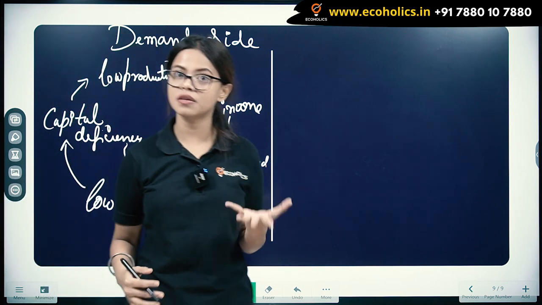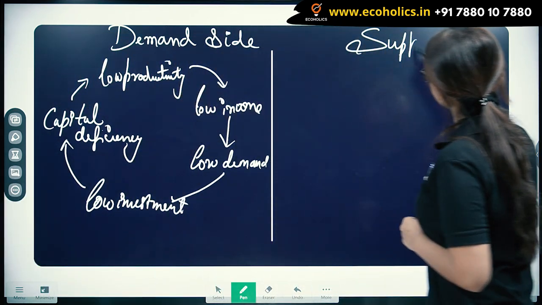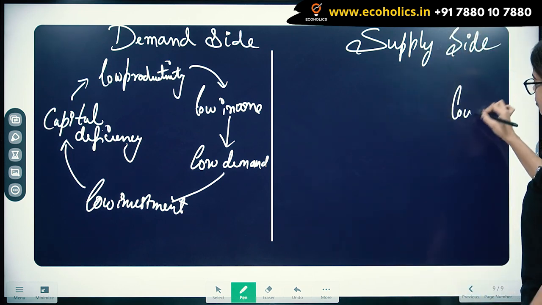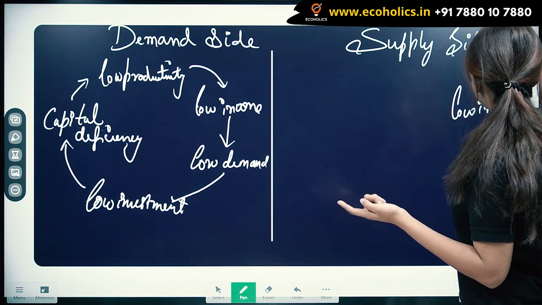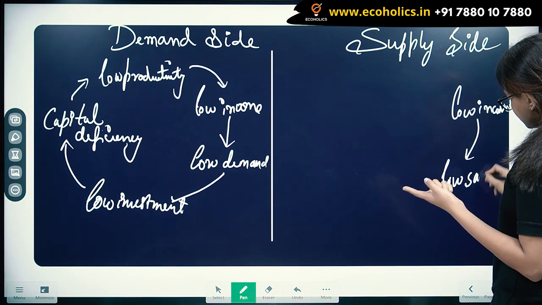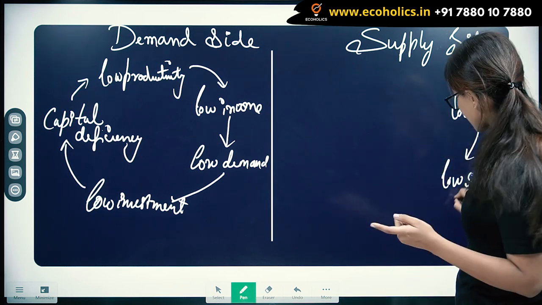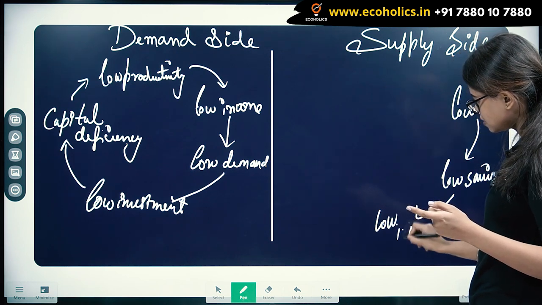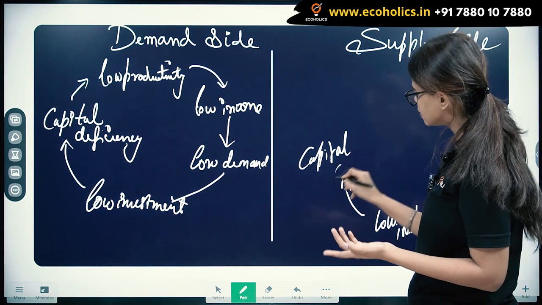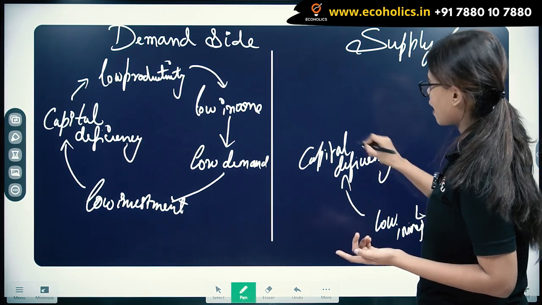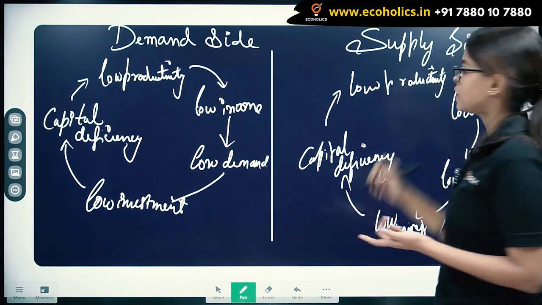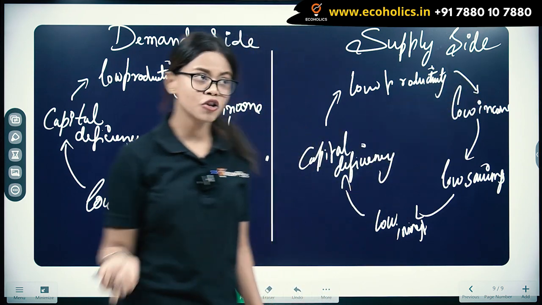Now that we know the demand side, let's look at the supply side. You can all draw the cycle with me, right? So number one, what do we have? We have low income. And due to low income, we are talking about the supply side here, we have low savings, and when we have low savings, we have low investment. And low investment means capital deficiency, right? And again, low productivity. And if we have low productivity, then what happens? We have low income. So this is how the cycle goes.